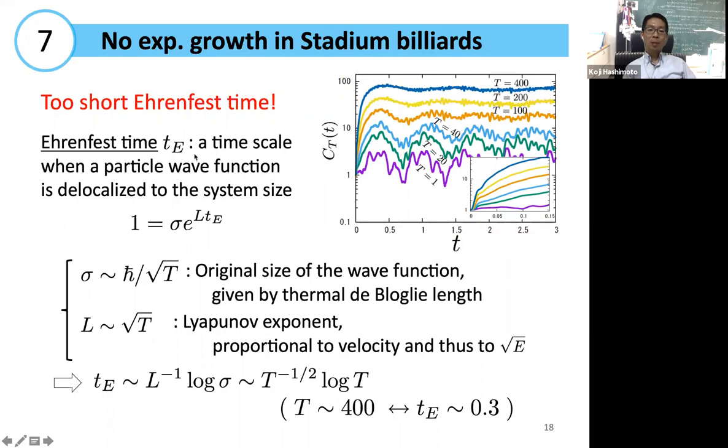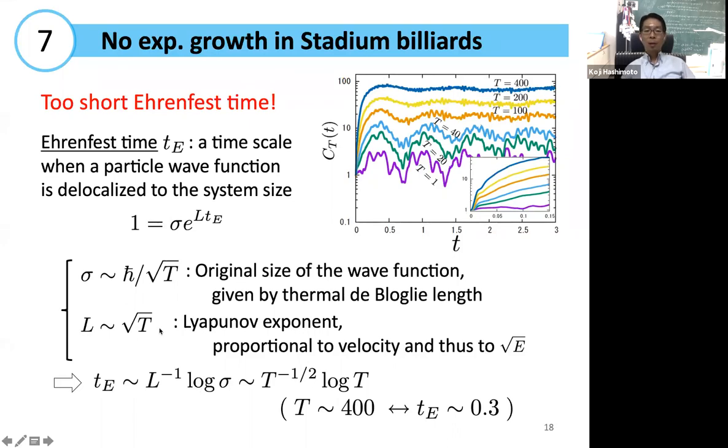LFS time is defined as a time scale when a particle wave function is delocalized to the whole system. So that's the definition. And more clearly, it is given by this TE, which satisfies this equation. So what is this? On your right-hand side, you have sigma and L, where L is the Lyapunov exponent. In this quantum billiard case, the Lyapunov exponent should be proportional to square root of T.